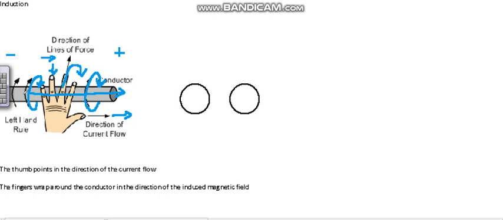Now, if we take a look at this conductor from this end, so we're going to turn it towards us, and we're looking at it from the end. We know that we're going from negative to positive, so that current is actually going away from us. So what I like to do is draw an X in there to denote that it's going away from us.